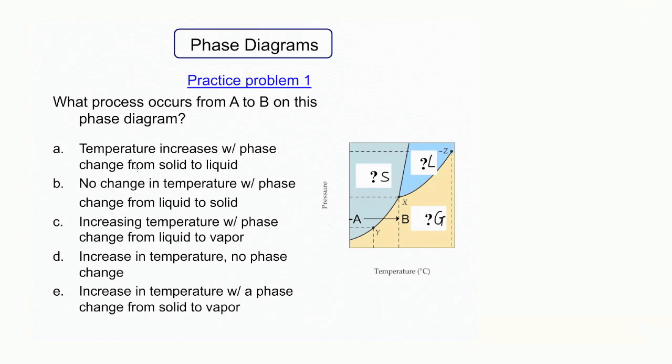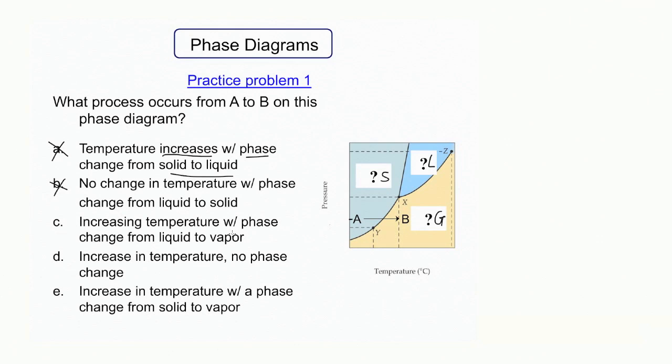Now let's take a look at these 5 answers. Now A, temperature increase. Well, this is true because when you go from A to B, temperature indeed is increasing. Phase change from solid to liquid. And this is not true because you are going from solid to gas. So A is not the right answer. B, no change in temperature. Well, this is absolutely not true because temperature is increasing. So B is not right.